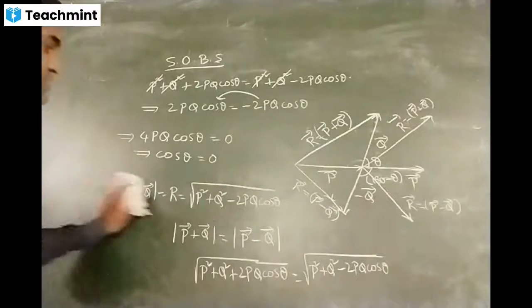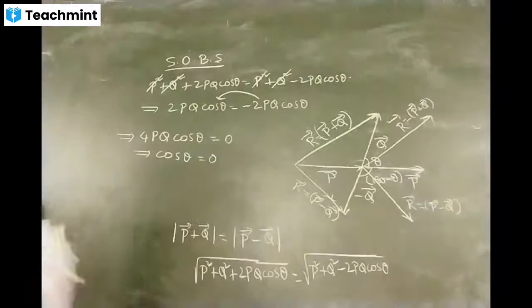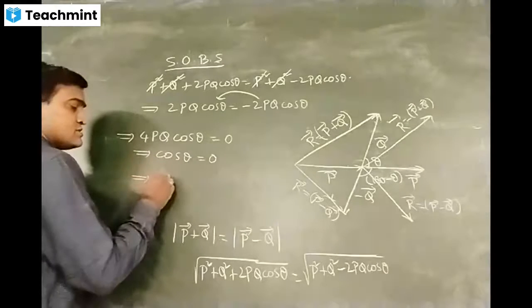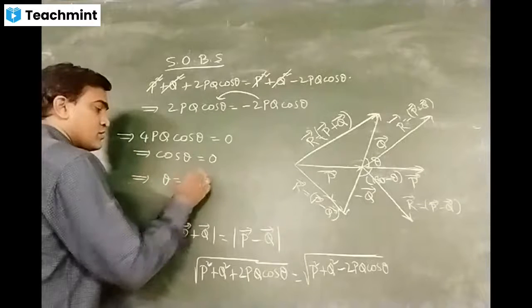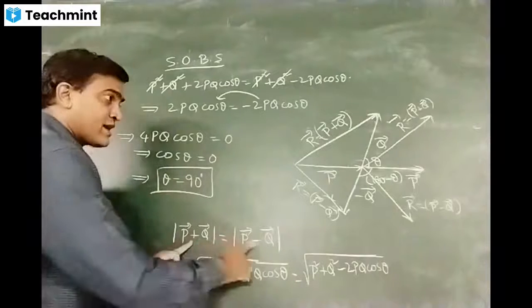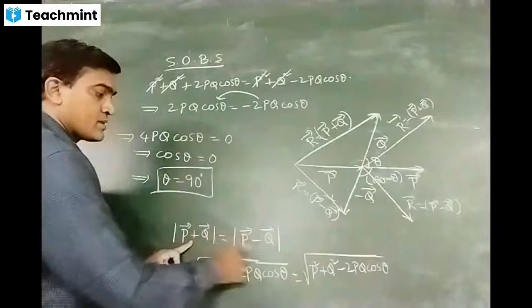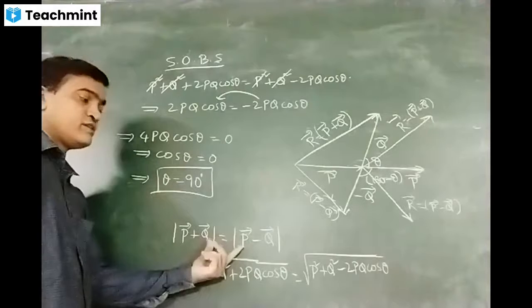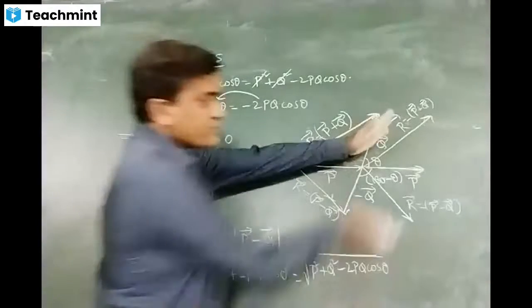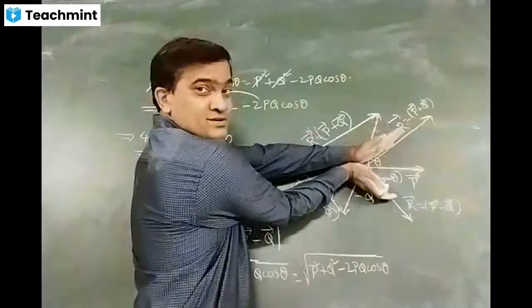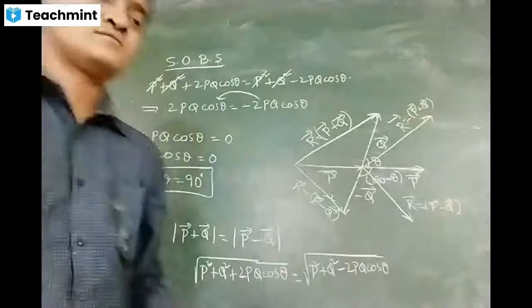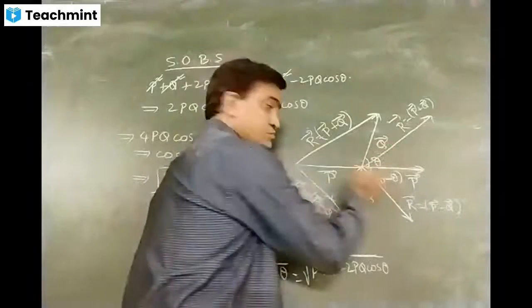For which angle is cos theta equal to 0? 90 degrees. Which implies theta must be equal to 90 degrees. That means how should these two vectors be? When these two magnitudes are equal, what is the angle you got? Perpendicular. Now if you look at this figure, how are these two? 90 degrees. This should be 90.